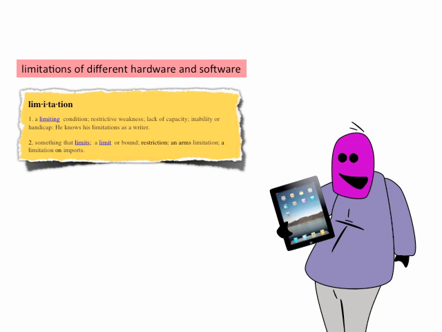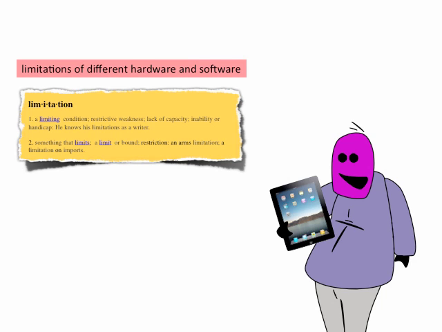First of all, I'm going to quickly define what we mean by a limitation. Okay, so here it is straight out of the dictionary. A limiting condition, restrictive weakness, lack of capacity, inability or handicap. For example, he knows his limitations as a writer. Something that limits, a limit or bound, a restriction, an arms limitation, a limitation on imports.